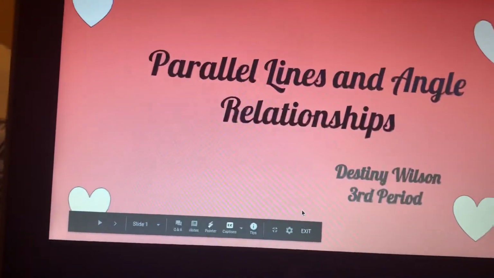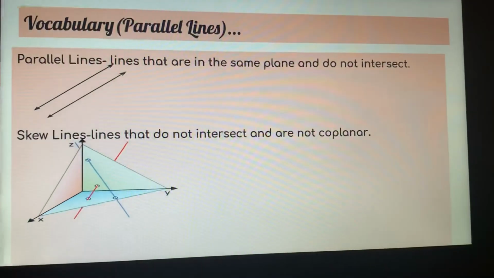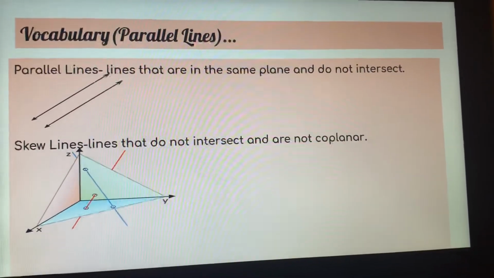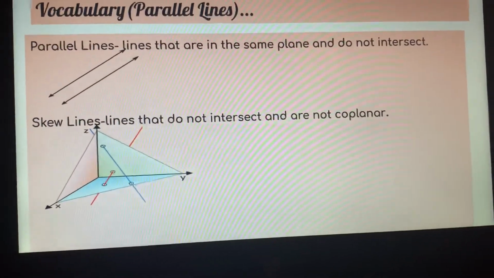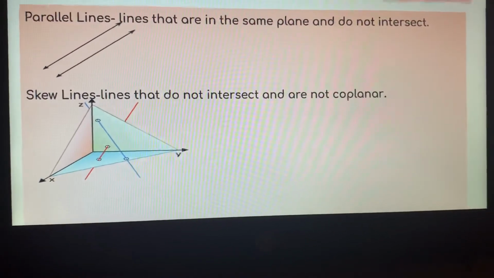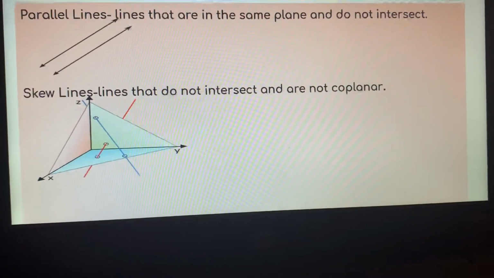Parallel lines and angle relationships. Vocabulary for parallel lines. Can y'all please copy and tell me when y'all done. I'm gonna read it while y'all copying it. Parallel lines. Lines that are in the same plane and do not intersect. Skew lines. Lines that do not intersect and are not coplanar.